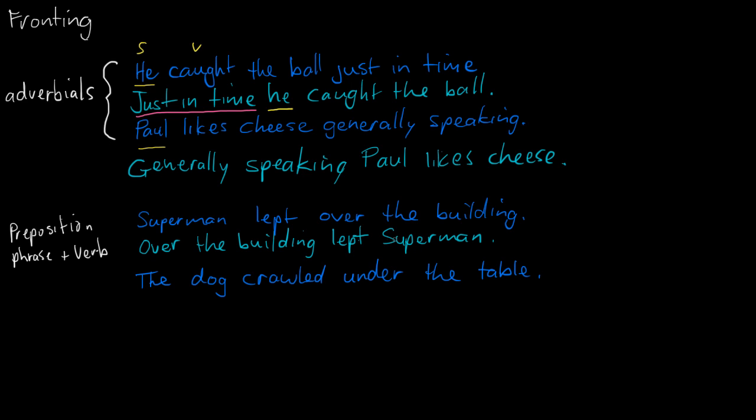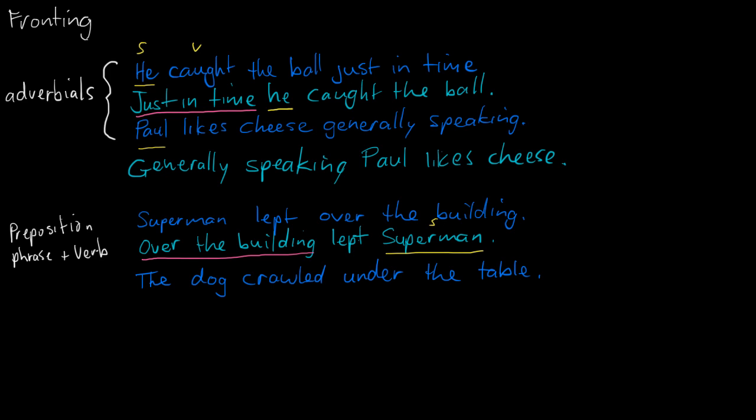Okay. Superman is actually a proper noun, so it gets a capital S, and leapt is just the past tense of leap, and leap is just another word for jump, really. So let's have a look at what happened, and we have a fronted section here, over the building. So you have your preposition here, which is over, so it's a preposition phrase, then it's followed by the verb. So the subject in this case will end up all the way at the end. So that's your subject. Put a little S there for subject.